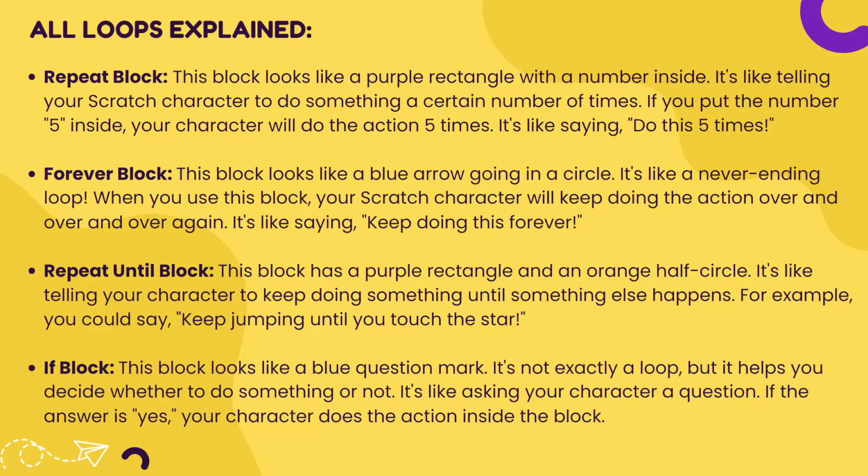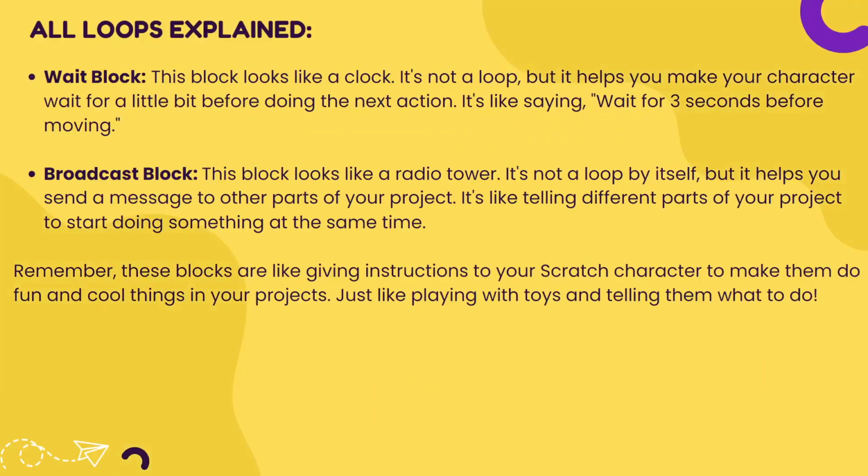Then there is forever, which we have already used, where we say keep doing this. It's like a never-ending loop. It just keeps doing that particular task forever. Then we have the repeat until block. This block is used to tell the character, say, keep jumping until you touch the star. So you are giving a certain condition, like in the previous class where we learned about the if condition and specified certain conditions. In the same way, in repeat until you specify a condition, and if this condition is met, then do this.